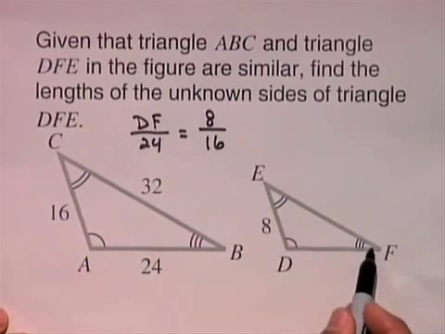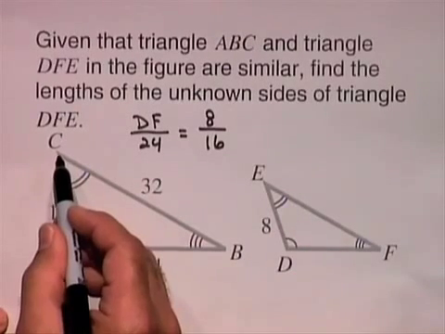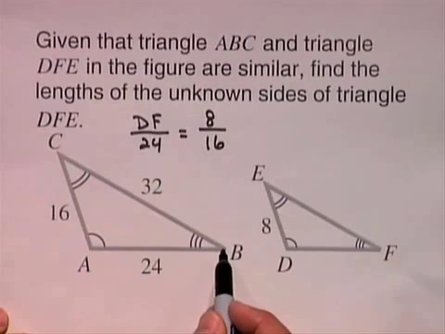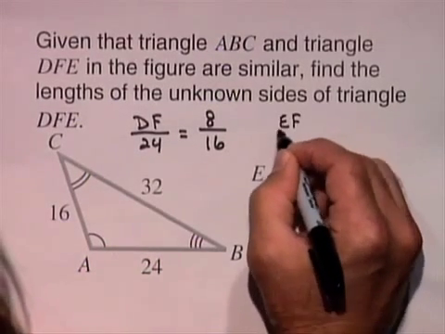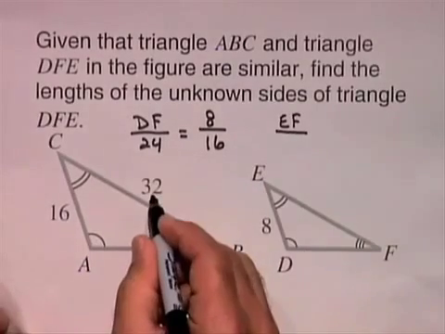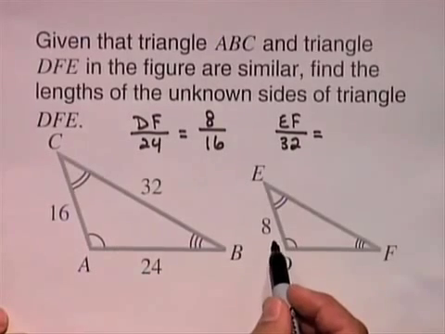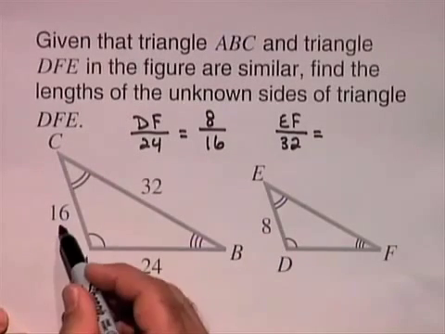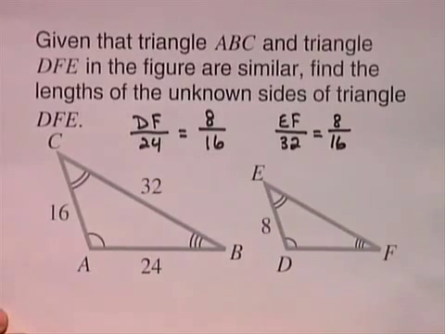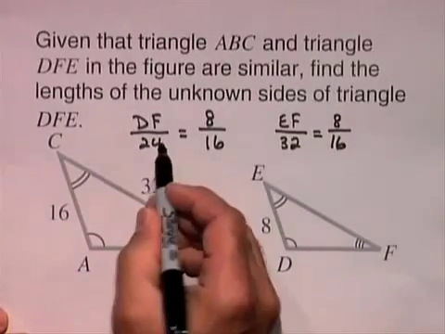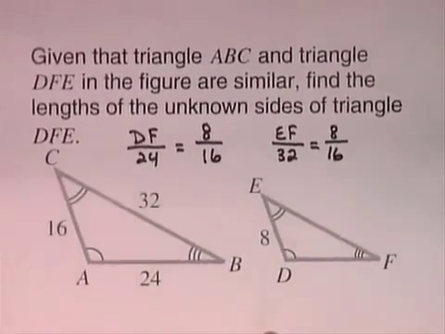What about EF? Let's set up that proportion. EF corresponds to the CB. And therefore, what we can say is EF divided by the 32 is equal to, and we can use the same exact ratio, 8 to 16 for the other side of that proportion. And now we want to solve each of these proportions, so let's do that here.